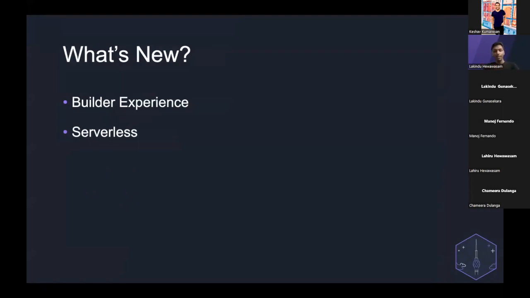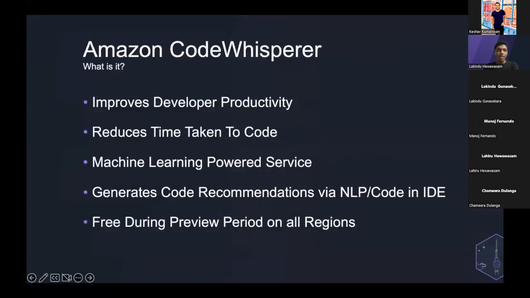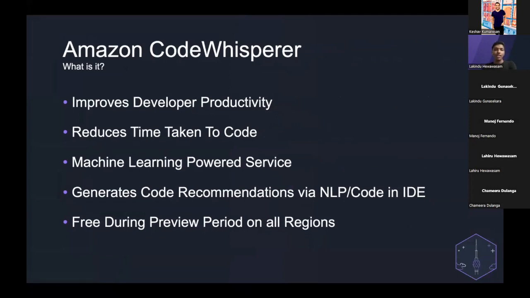So currently, if we were to take a look at what's new in builder experience, there are two main services that have been developed by AWS this year, which are Application Composer and Amazon CodeWhisperer. So let's take a look at that right now. The first one is CodeWhisperer. No, it's not what you think. The code does not whisper out to you.